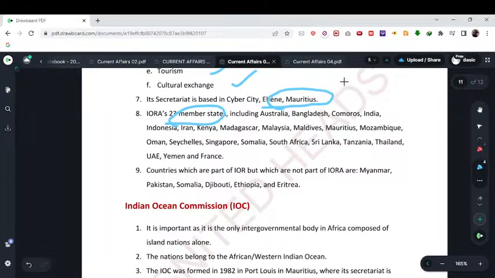You should remember the important ones. India is there, Bangladesh is there. Now Pakistan is not there, though it is a part of the Indian Ocean region, it is not there. France is there because of its islands. UAE, Yemen, keep an eye on these options. These can be confusing options. So from South Asia or the Indian subcontinent, we only have Bangladesh and India and Sri Lanka.